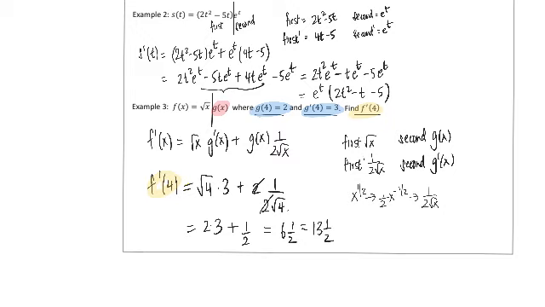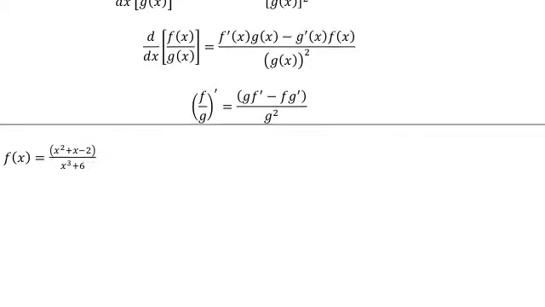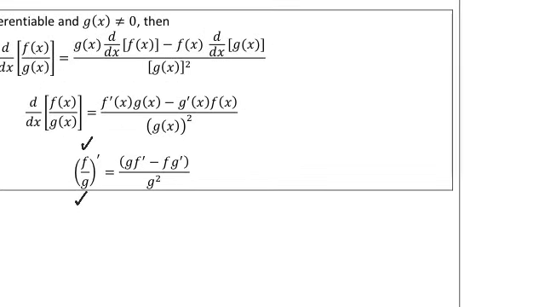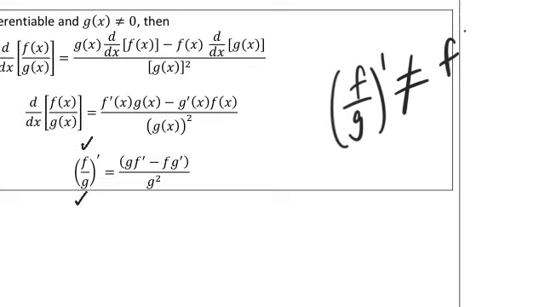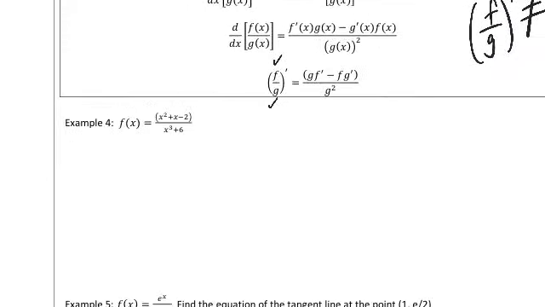Okay, so this is our product rule. What about our quotient rule? Our quotient rule says that if you have two functions, f and g, and you have f divided by g, and you're taking the derivative, remember we said we do not want to do this. We do not want to do f prime divided by g prime. That does not work, right? What works is the quotient rule.